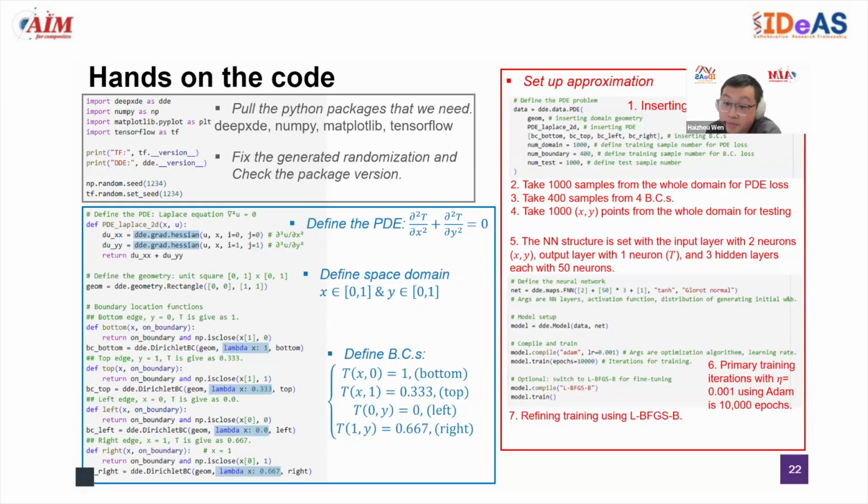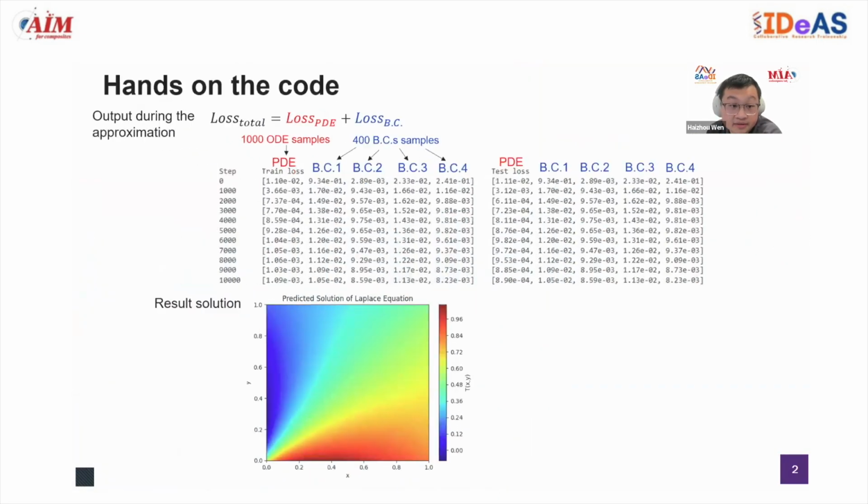In the approximator setup, we inject the PDE and the BCs. We take 1,000 examples within the whole 2D domain for training of PDE loss, 400 samples for BCs for NN loss, and we take another 1,000 samples within the domain for testing. Then we set up the NN structure, learning rate, and number of training epochs, and then initialize the approximation.